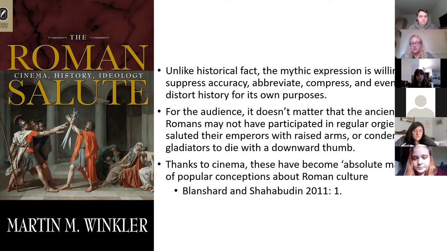But this salute is now part of Rome, because we see it in the cinema, we see it in artwork, we see it in TV series. We're completely seduced by this idea of it because it has been repeated to us so many times. And if you're interested in how this comes about, I've got a picture of Martin Winkler's book, and it's literally just about the Roman salute and about how this has become part of our image of Rome.